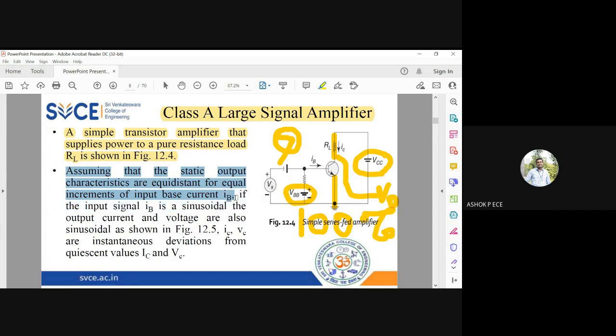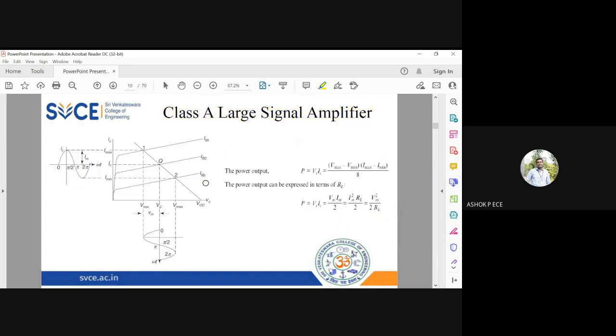So if the Q point is exactly in the center, and the input signal is a proper sine wave, we can predict what the output signal is from the output characteristics. So you can see the diagram here. This is the output characteristics, right? So for different values of base current, you are drawing the different values of collector current. And when you draw the load line, it will go somewhere like this. So the midpoint will be your Q. So the midpoint of the DC load line will be your quiescent point.